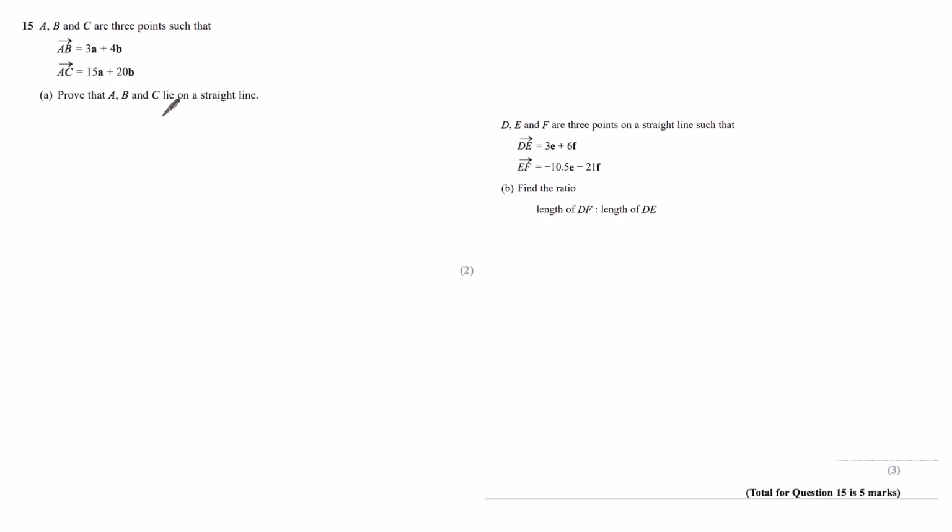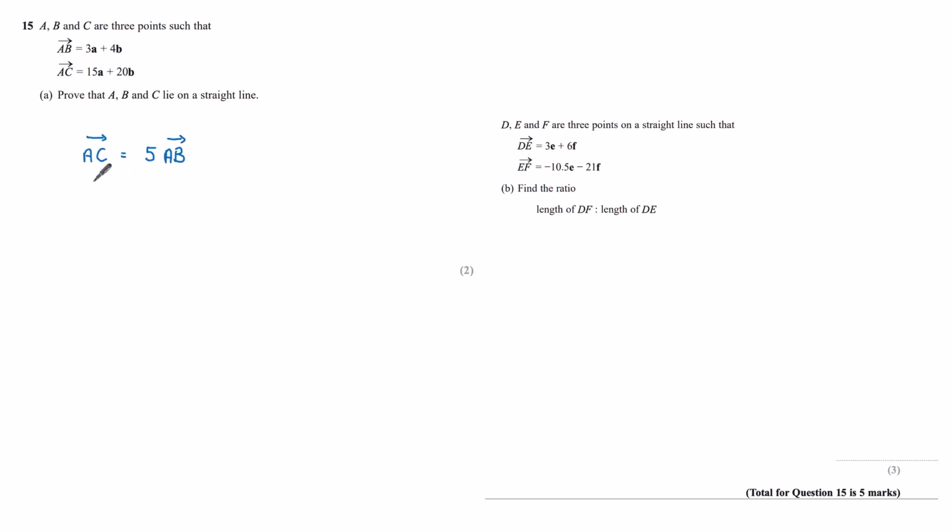Well, in order for them to be on a straight line, one needs to be a multiple of the other to show they both go in the same direction, and they need to have a point in common. Now, they both have the point A in common, so I just need to see that one is a multiple of the other. And I can see quite clearly here 3 times 5 is 15, 4 times 5 is 20.